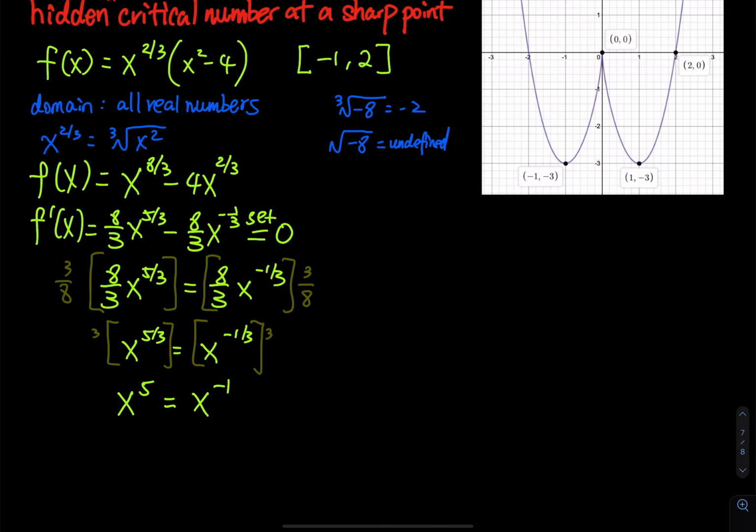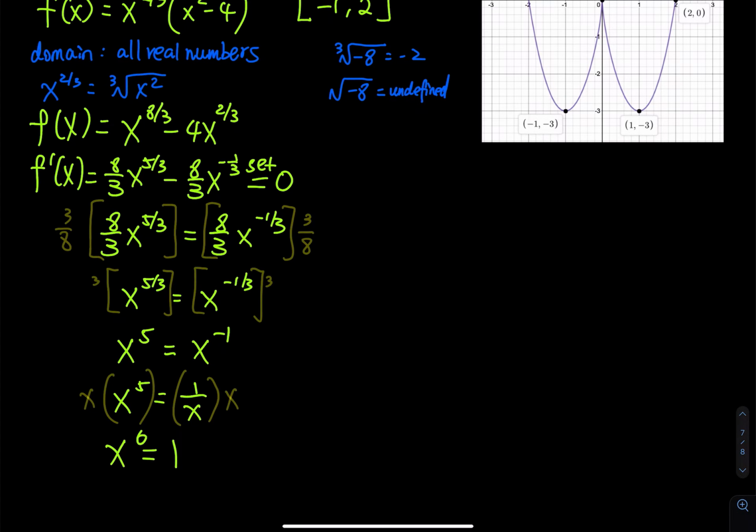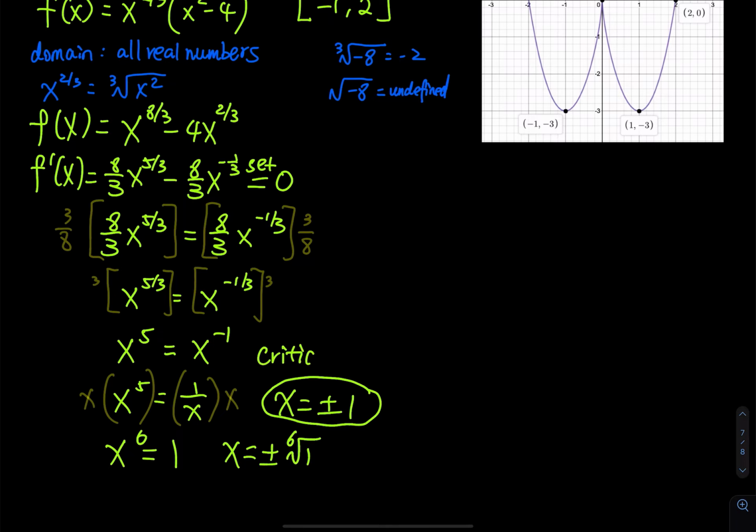So x to the 5th equals x to the -1, and then we can change x to the -1 to 1 divided by x, and now we multiply both sides by x. Then we have x to the 6 equals 1. So x to the 6, the 6 is an even number, right? So when you take the root, you have x equals plus or minus the 6th root of 1. Therefore, you have x equals plus or minus 1. So these are your critical numbers.